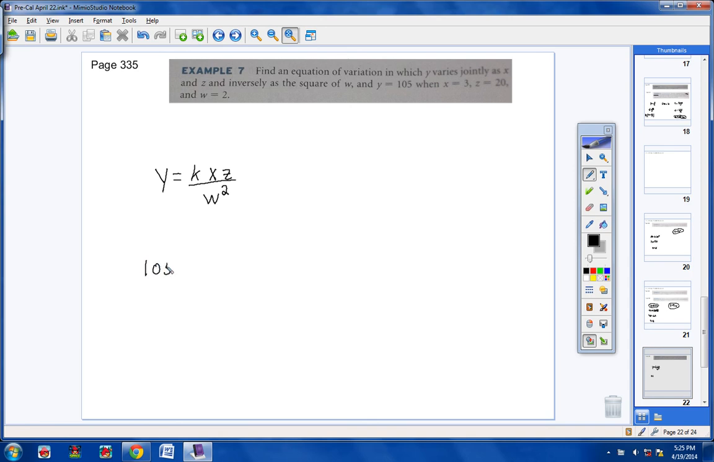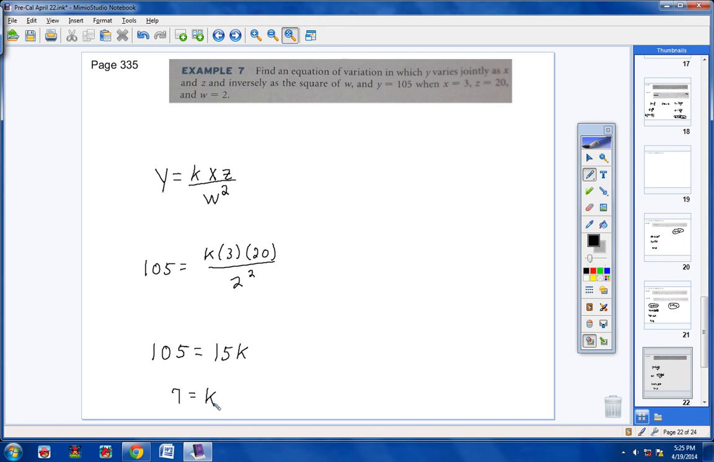So y equals 105, x equals 3, z equals 20, and w equals 2. So 2 squared. Now I'm going to skip some steps here and just quickly do all this in my head. I mean, 3 times 20 is 60, 2 times 2 is 4, 60 over 4 would be 15, so I'm left with 15k. Alright, and now if you divide both sides by 15, you will get 7.